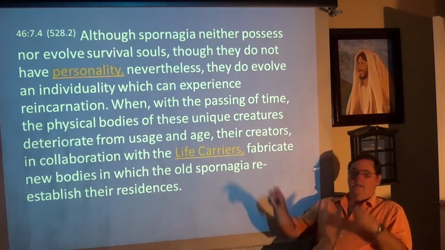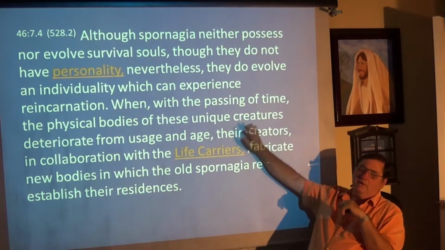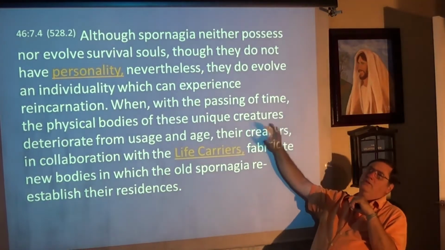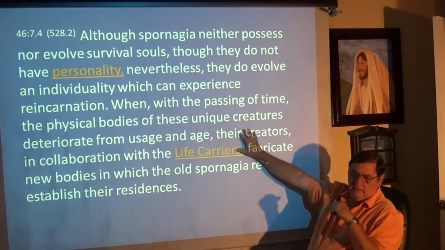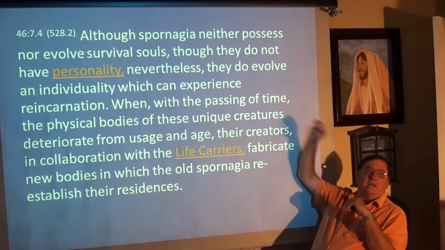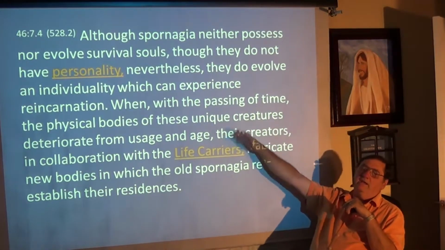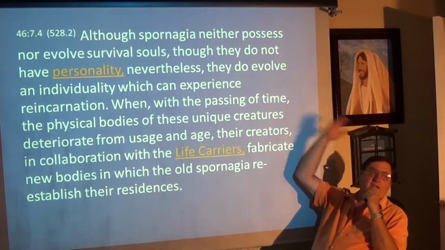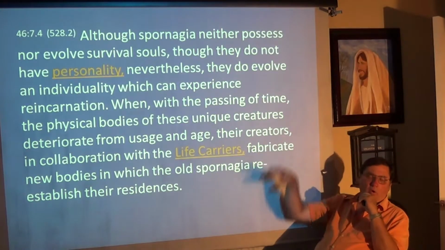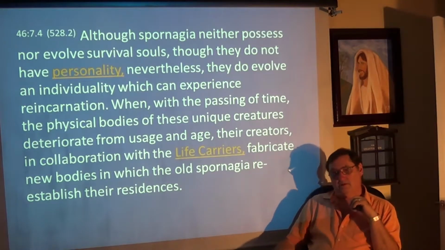Okay, very important paragraph. Why? This is the only type of being in all the Urantia Book that is said to be reincarnated. So their memories and their individuality is reincarnated into a new being all over again. So they're reincarnated over and over and over again. But they live up to 50,000 years, so that's a pretty long life, right?